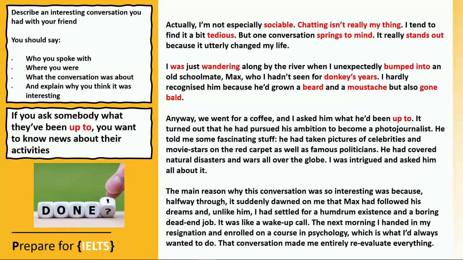If you ask somebody what they've been up to, then you want to know news about their activities. What have you been up to recently? You can ask. And of course, you can use this here. You can say that, "Oh, my friend told me what she'd been up to recently." Again, this is a nice phrase, common in spoken English. The examiner will give you a higher grade if you can use more phrases like this.